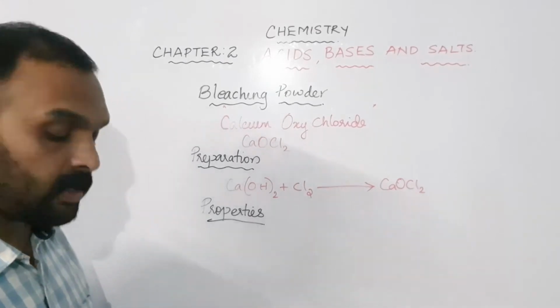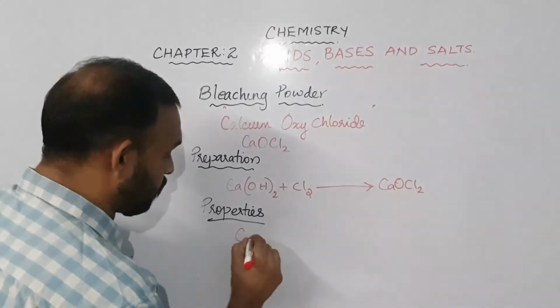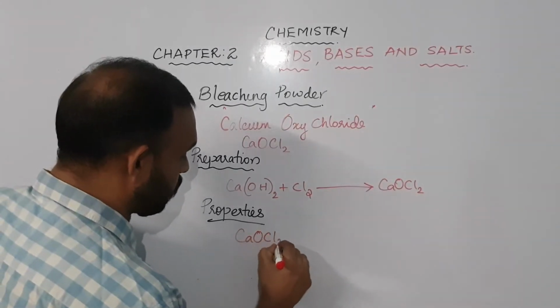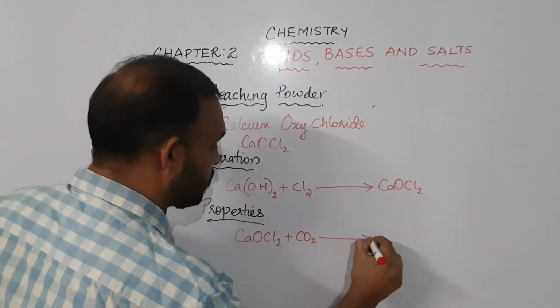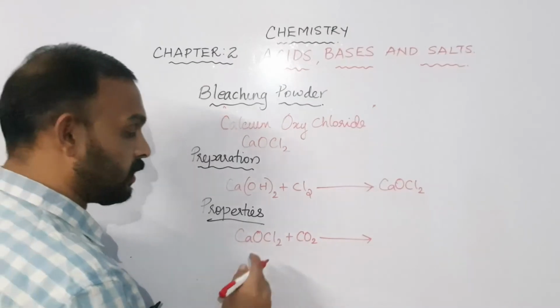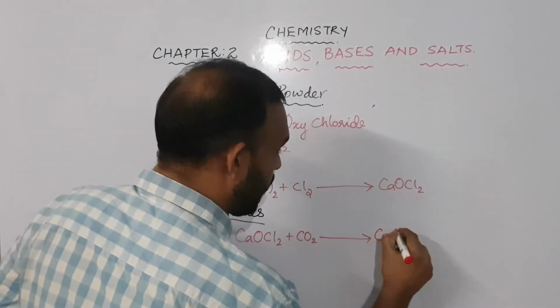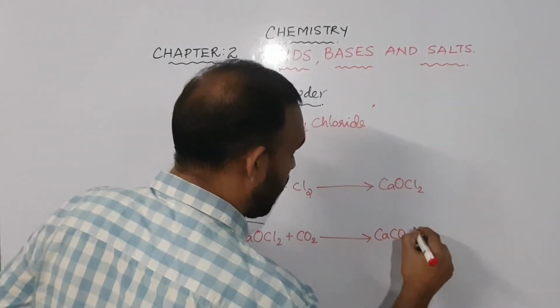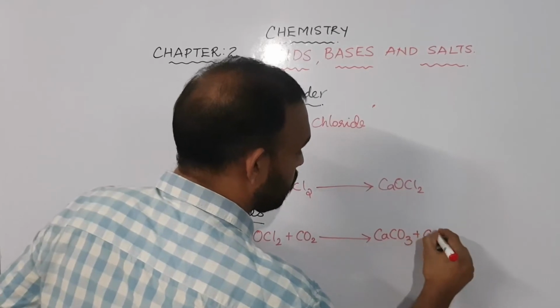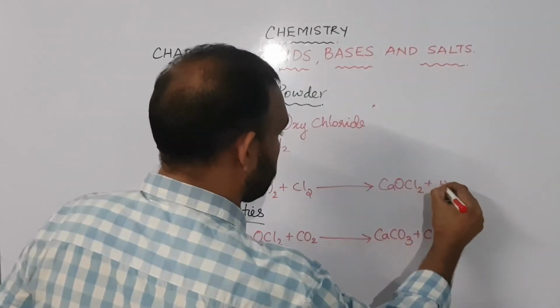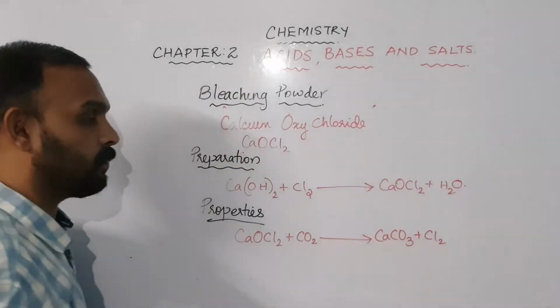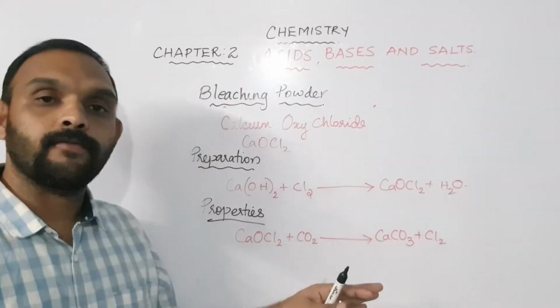So let's write that equation. The equation is something like this: calcium oxychloride, when exposed to air, will react with the carbon dioxide from the air and it will change into calcium carbonate and chlorine gas. Okay, and here we will get water molecule also. Clear? Okay. So this is the fourth property.